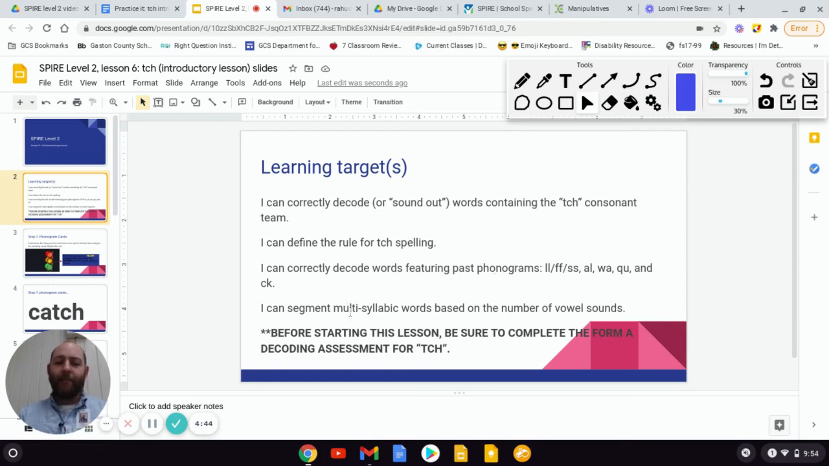I can segment multisyllabic words based on the number of vowel sounds. We did this for one word, and that was the word ketchup, right? Catch up. There were two vowel sounds, and there were two claps, right? So that was a multisyllabic word. All right. And of course, doing that Form A decoding assessment. So good job today with your introductory lesson on TCH. Now you're ready to move on to your reinforcing lesson. Good job.